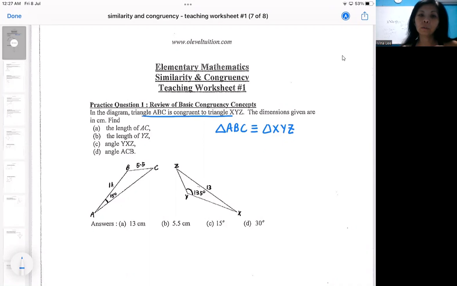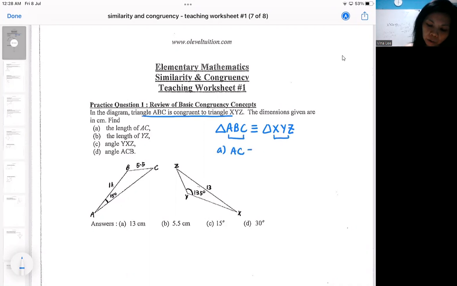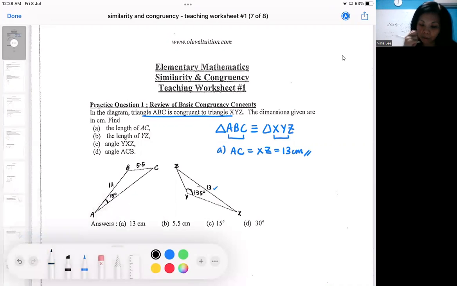So the two triangles are already congruent, so you just have to be matching the length and the angle. In this question, part A, I'm supposed to find the length of AC. According to the congruency statement, AC should be equal to XZ. So in that case, it will just be equal to 13 centimeter. So you just use the congruency statement for matching.